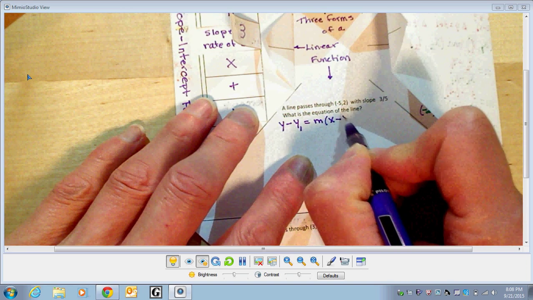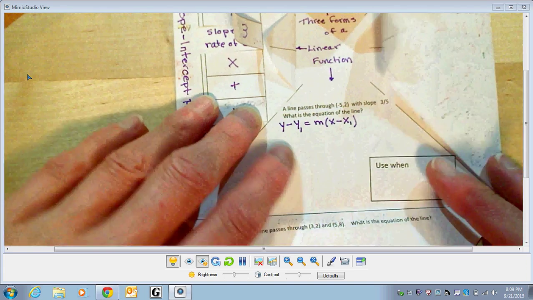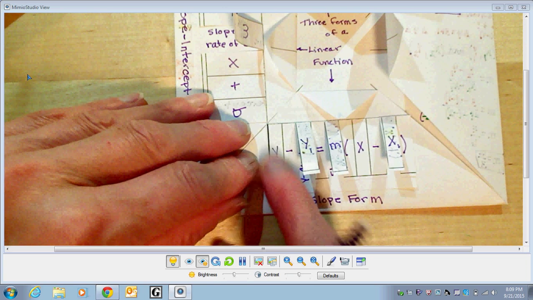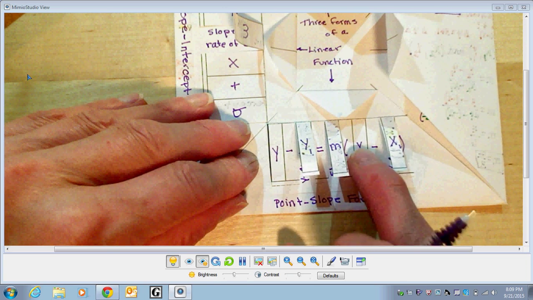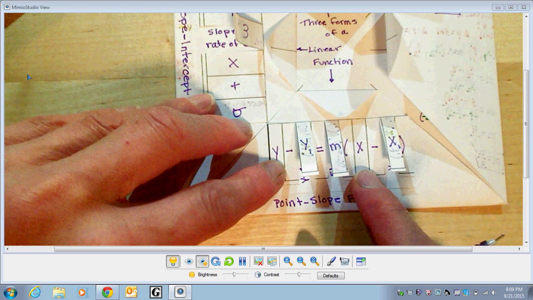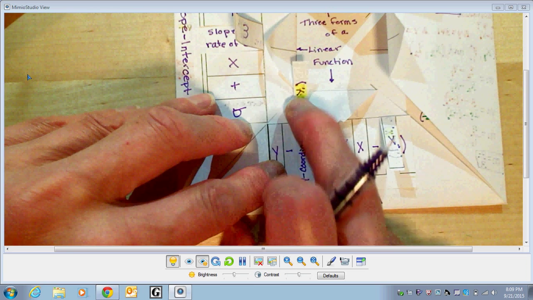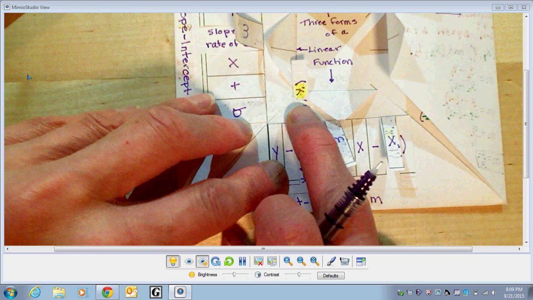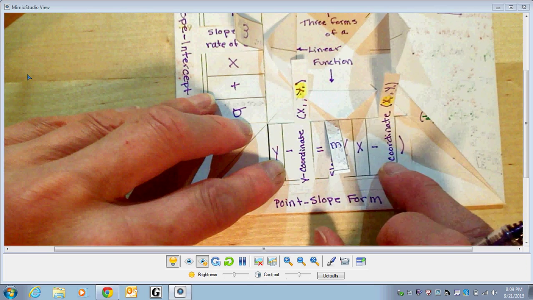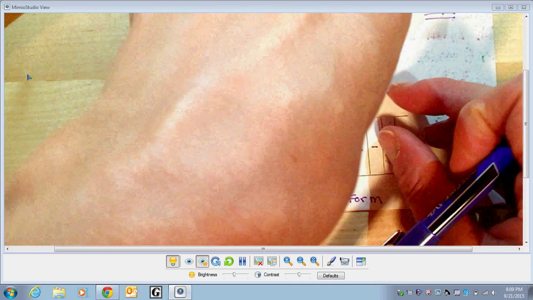m times x minus x1. Okay, so if we look here, we can see this y is taped down. I can't lift it up. And this x is taped down. I can't lift it up. So those just stay the way they are. We don't alter them. The thing that gets switched is this y1, because that's the coordinate of what we're looking for, and our x1, because that also is the coordinate of what we have. Okay?